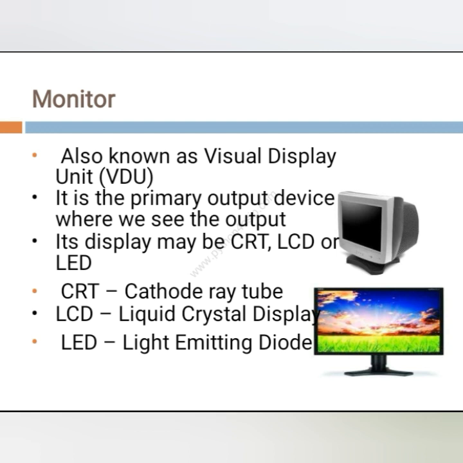Monitor. It is also known as VDU, Visual Display Unit. It is the primary output device where we see the output. Its display may be CRT, LCD or LED. CRT type of monitor, full form is cathode ray tube, or LCD, liquid crystal display, or LED, light emitting diode. These are the three types of monitors.